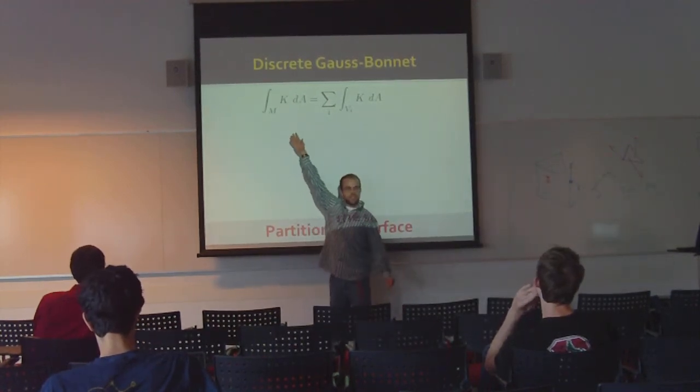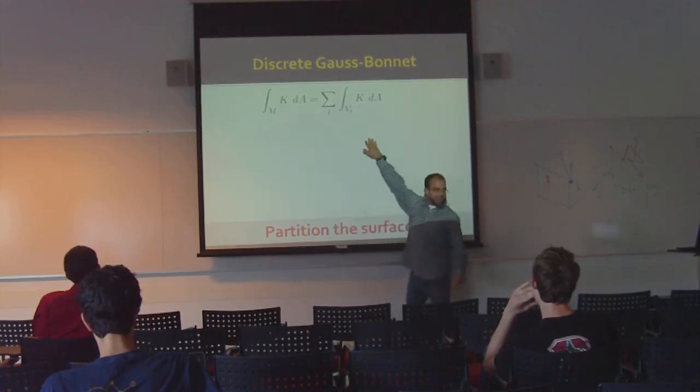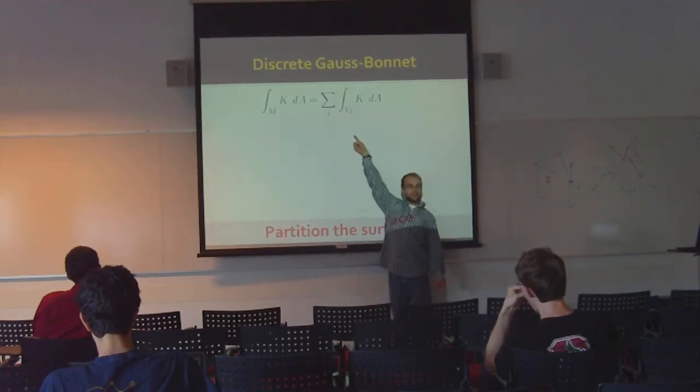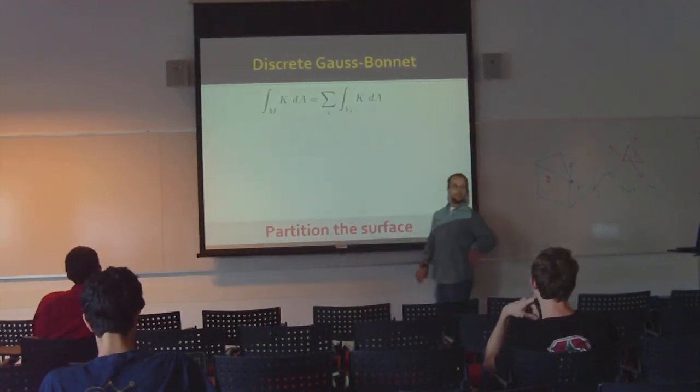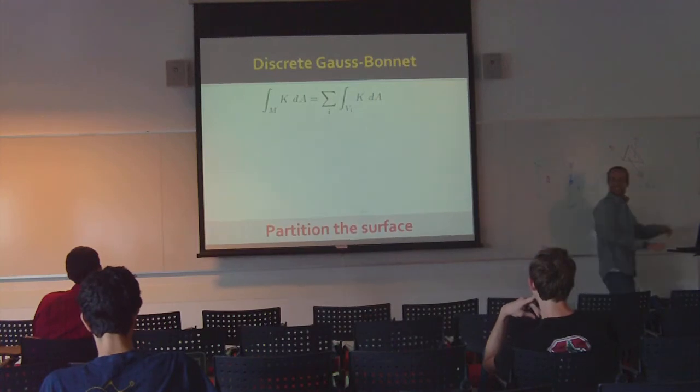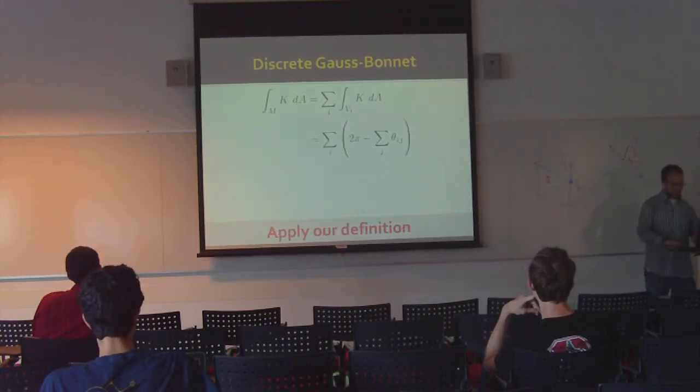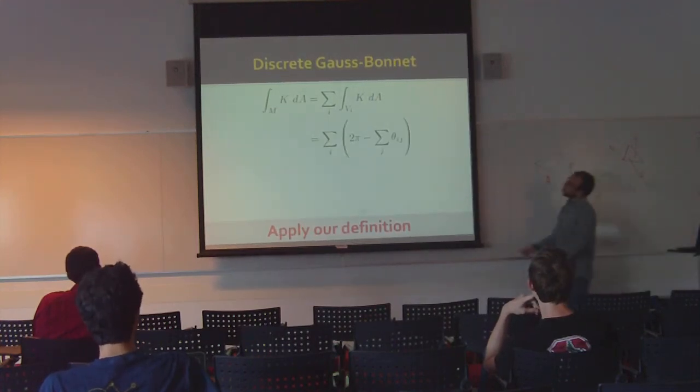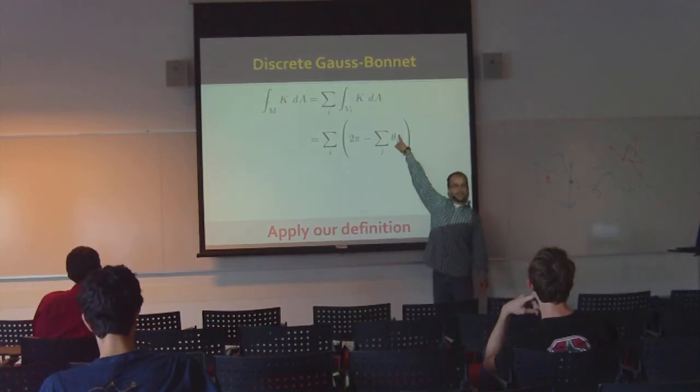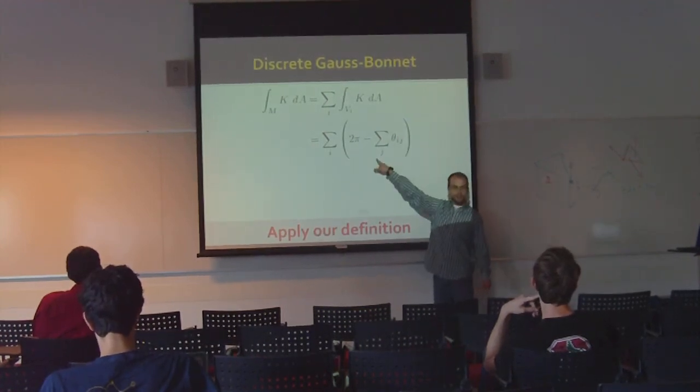I'm too short for this projector. And one way I can do that is take my surface and divide it into a bunch of cells, V sub i, and just sum up the integrals over them. All I've done is take my surface and partition it into a bunch of pieces. I can see smiles and nods. You're about to see the game I'm going to play here. Well, we know the integral of curvature in each of these little cells is this formula.